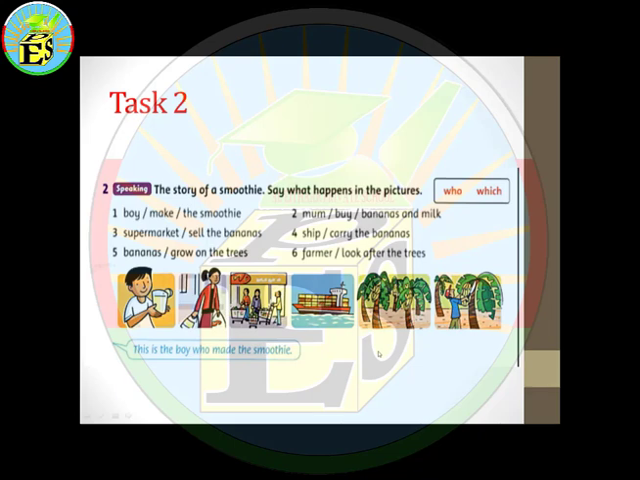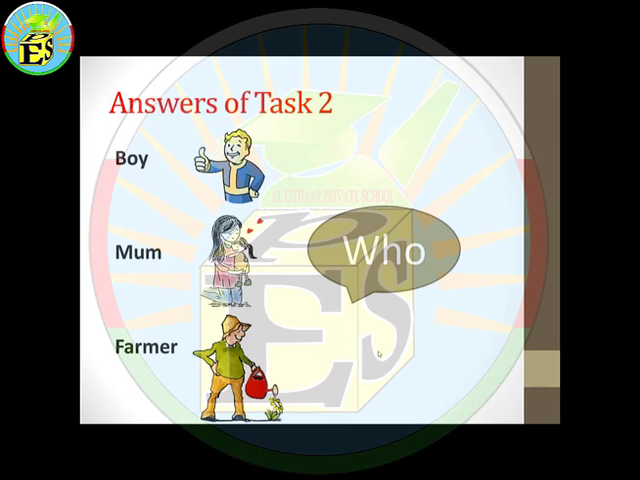Let's move and check the use of these relative pronouns. So, we talked about the boy who made the smoothie. We talked about the mom who brought the bananas, and we talked about the farmer who took care of or looked after the banana trees, alright? So all of these are considered to be people. The boy, the mom, the farmer, all of them are people. The relative pronoun that we use with people is who. Okay?